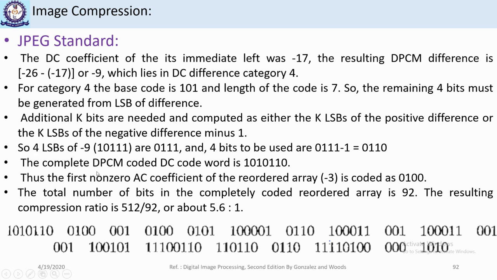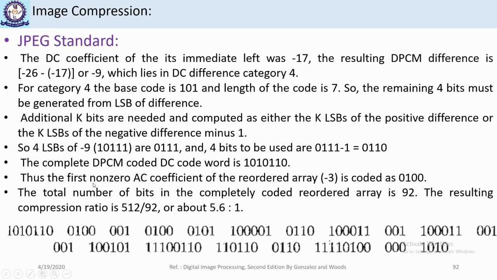So the complete DPCM code will be 101, that is the base code, and 0110, that will be the code which we have found by using this method. Now, how do we find the AC coding?